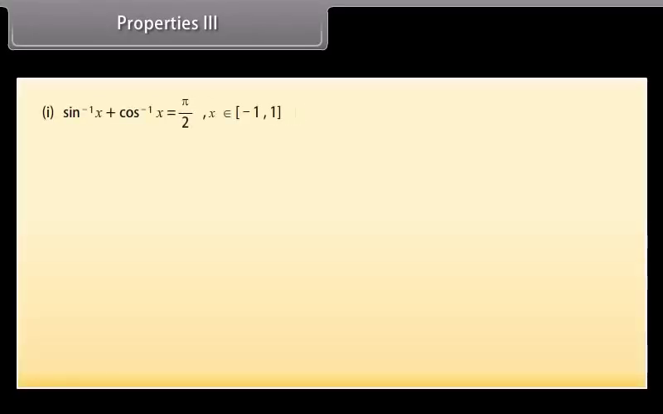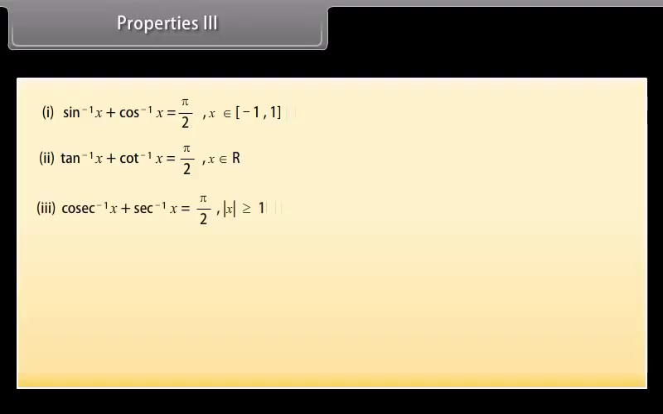Properties 3. Sin inverse x plus cos inverse x is equal to pi by 2, x belongs to [minus 1, 1]. Tan inverse x plus cot inverse x is equal to pi by 2, x belongs to R. Cosec inverse x plus sec inverse x is equal to pi by 2, modulus of x is greater than or equal to 1.